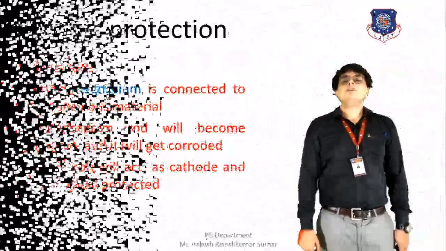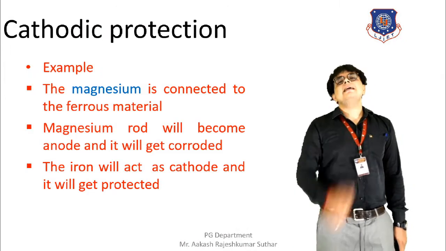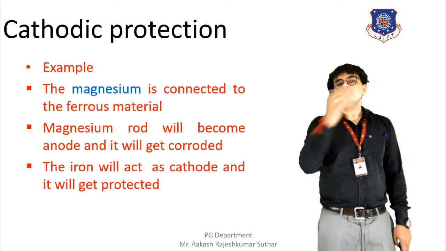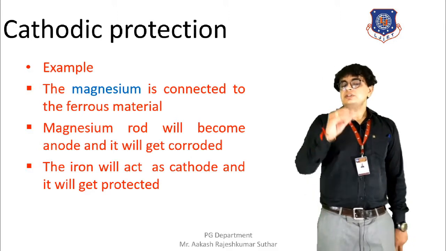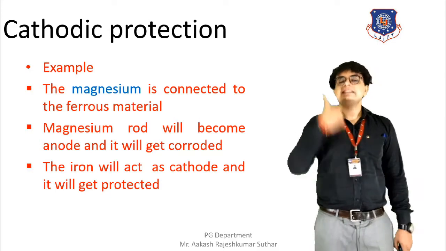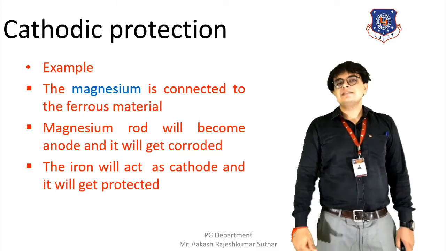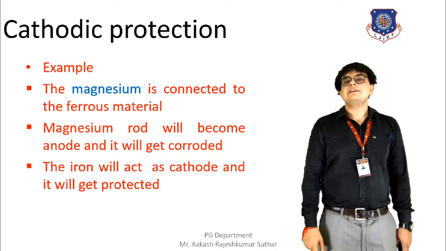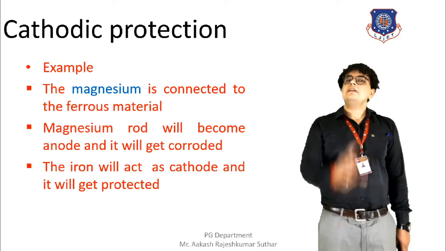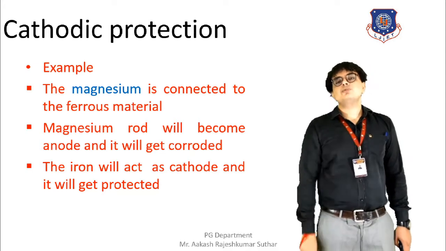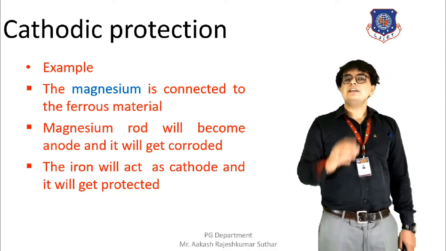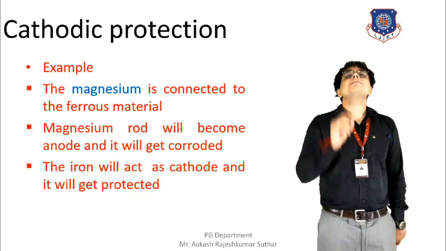Moving to further discussion, we have an example of magnesium connected to a ferrous material. This magnesium rod will become an anode, like what we discussed in the first figure, where magnesium acts as an anode, and the ferrous material will get protected. Ultimately the member that gets corroded will be the anode, that is the magnesium. This whole process mainly takes place when the electric current is passed through it.